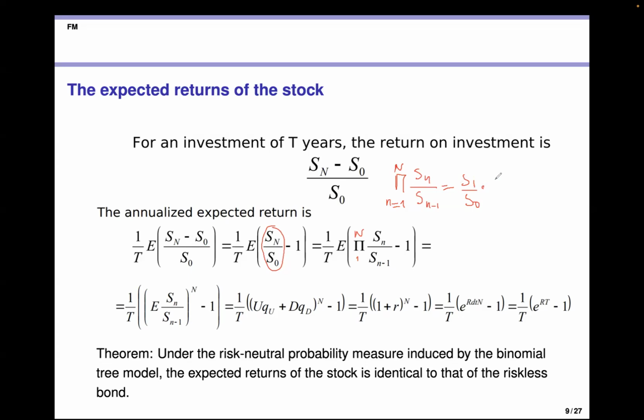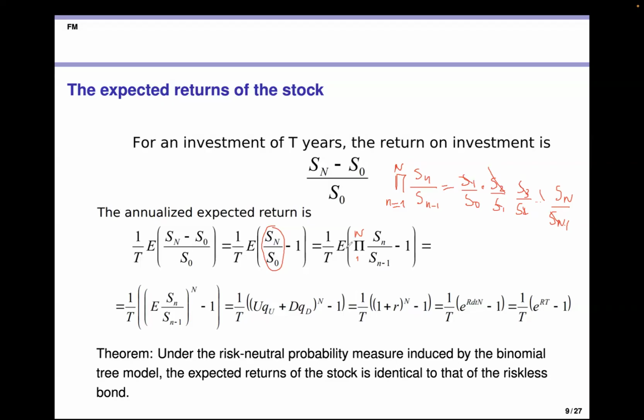The product will be S2 divided by S1, and continue, multiplied by S3 divided by S2, and so on. And the next, Sn divided by Sn minus 1. You see that we can cross out S1, S2, S3, up to Sn minus 1. In the result, it leaves only Sn divided by S0. So this expression.